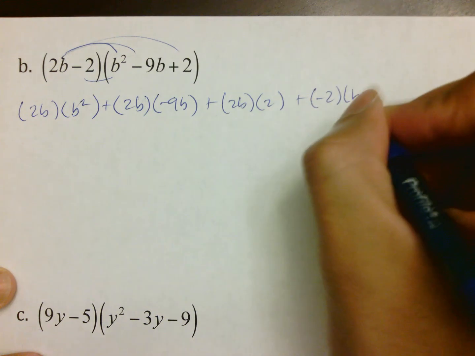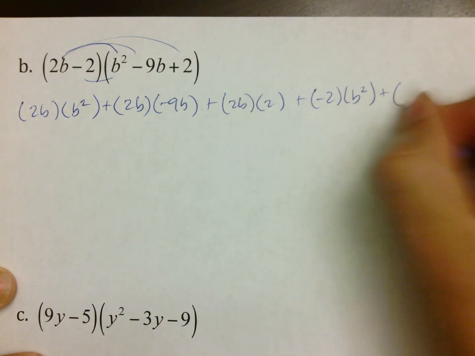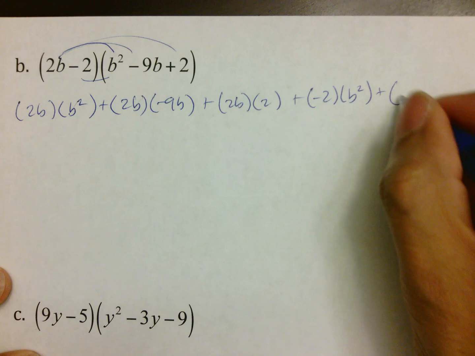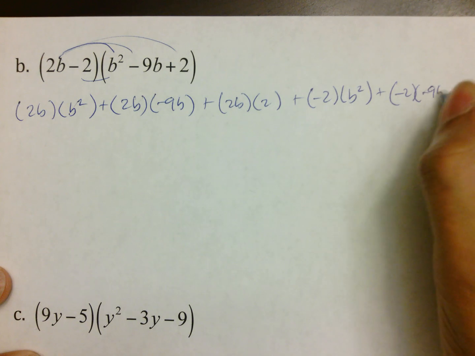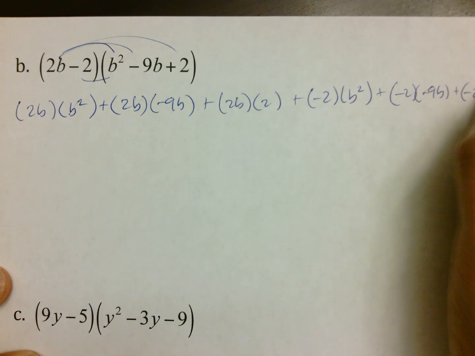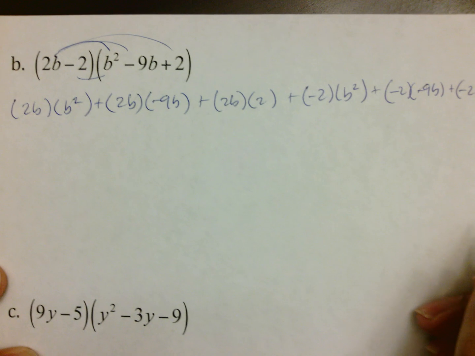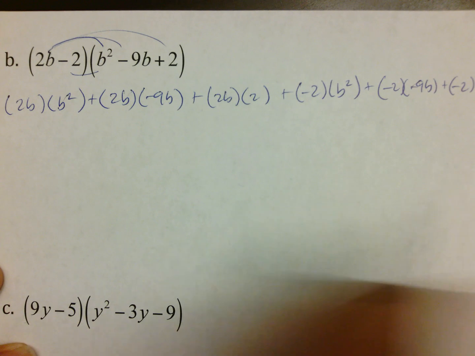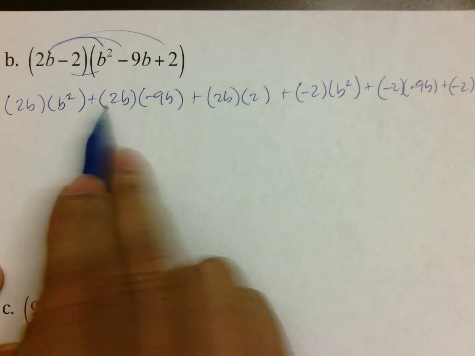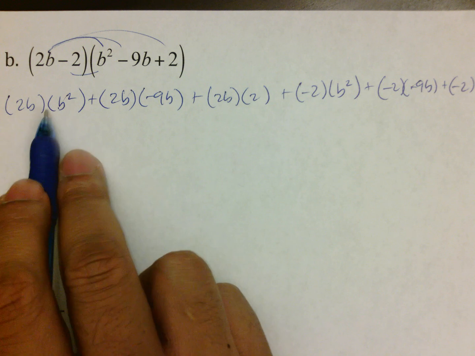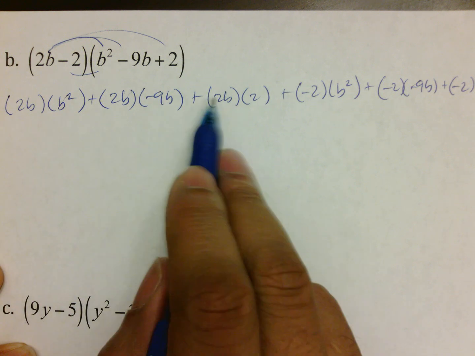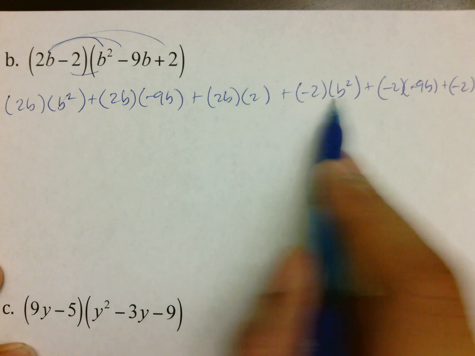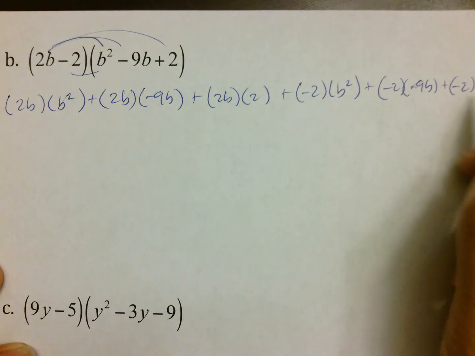Negative 2 to b squared. I feel like I have to start writing smaller because I always run out of room. Negative 2, negative 9b. Negative 2 and 2. And I do have to always do that. So negative 2b squared, again, I do it to make sure: negative 2b, b squared, negative 2b, negative 9b, I'm sorry, 2b, negative 9b, 2b, 2, negative 2, yep, and yep.